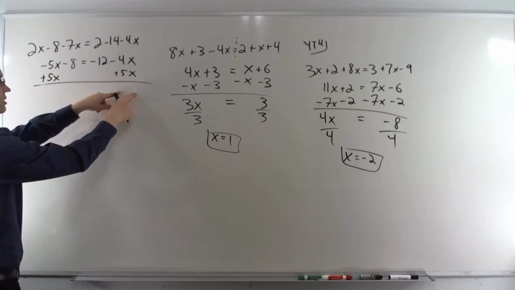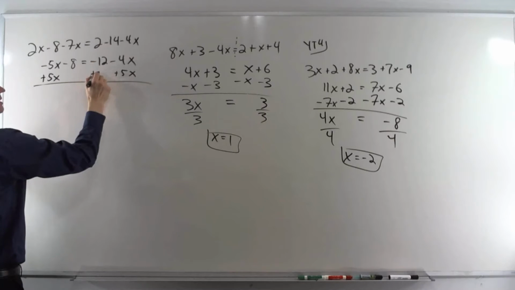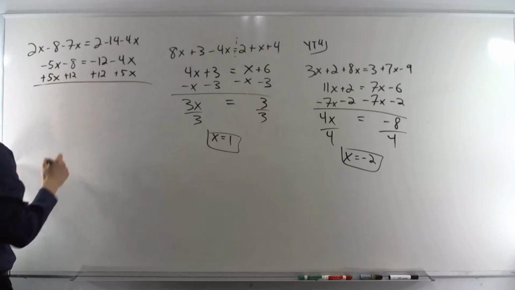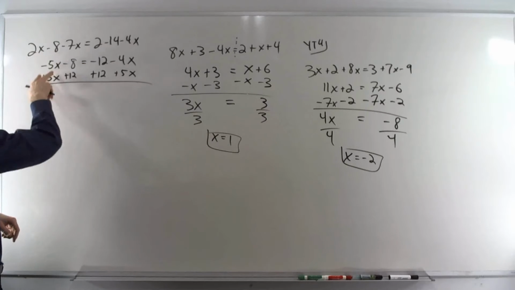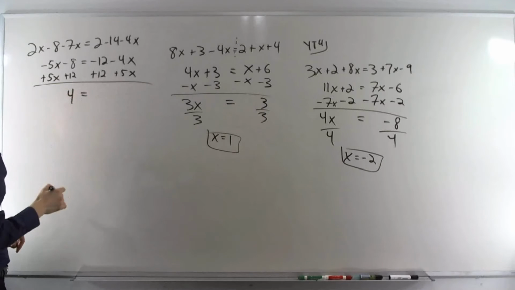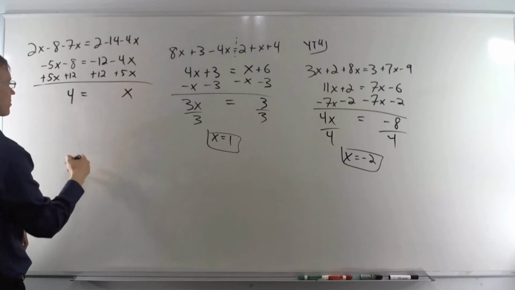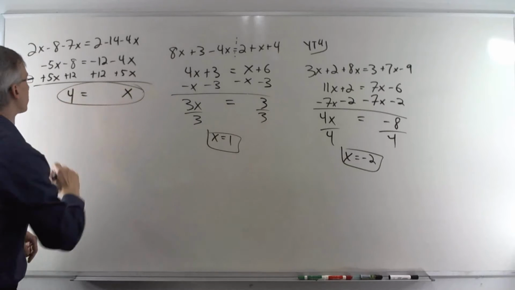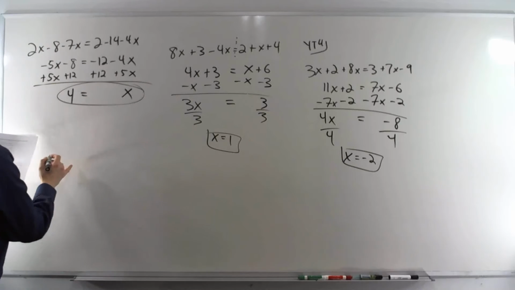All right, get all the x's over here. I want to get all the numbers to the left. So we got negative 12. We do the opposite and add 12 to both sides. All right, the x terms go away here. Negative 8 plus 12 is 4. Equals, those go away. Negative 4x plus 5x is x. So x equals 4. Next example.